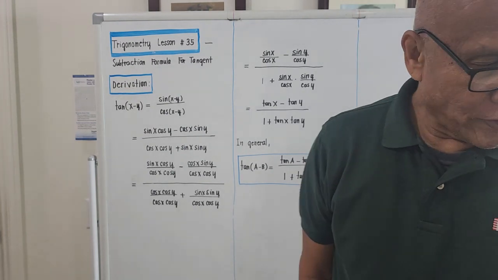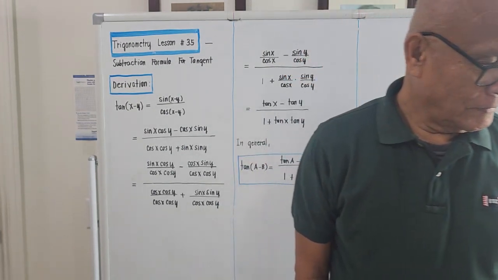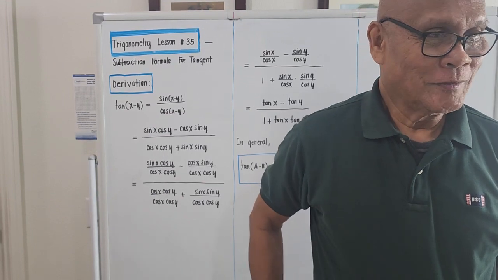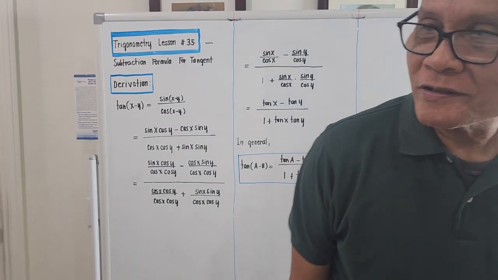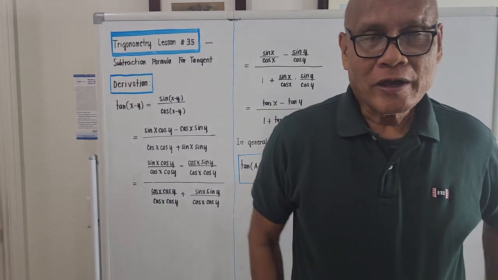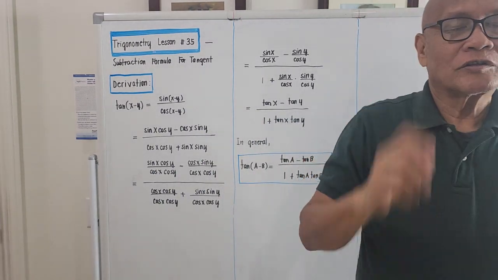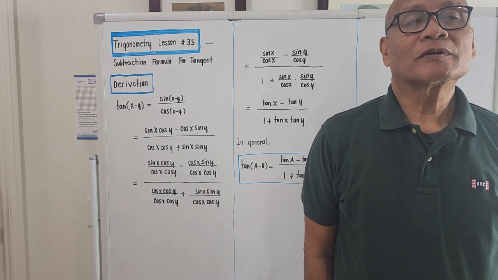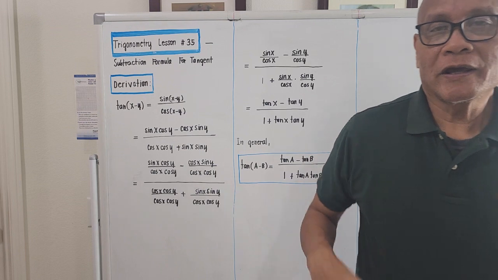Okay, good morning. It's what day today? November 3, 2023. The time is 12:14 a.m.